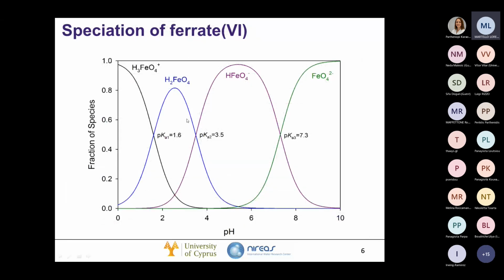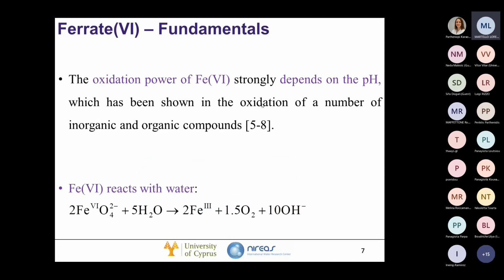So here is a speciation of iron 6 as a function of the pH, and here we can see that at lower pH we have different iron 6 species, and those species are more reactive than the species at high pH, and this is how we explain the higher reactivity of ferrate 6 at different pH. And now, before going to the experimental details and the results, I would like to talk about some fundamentals about ferrate 6 that will be very helpful to understand the findings of this experiment.